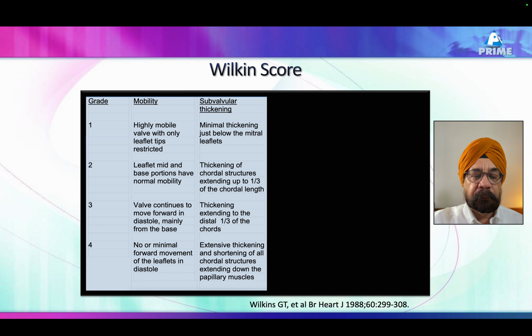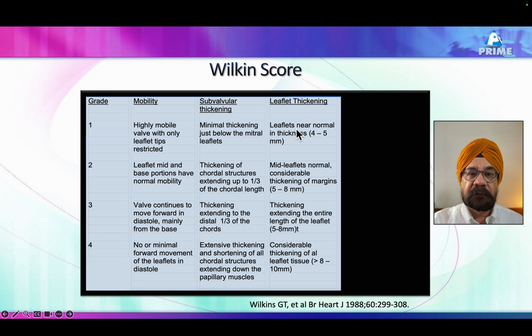Then subvalvular apparatus. How far the subvalvular apparatus is affected from the mitral valve. If it is just minimal thickening of the chordae close to the mitral valve, it's given score +1. In case the papillary muscle also is involved and there is extensive involvement of chordae, it's given +4.